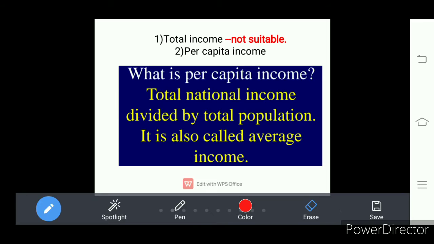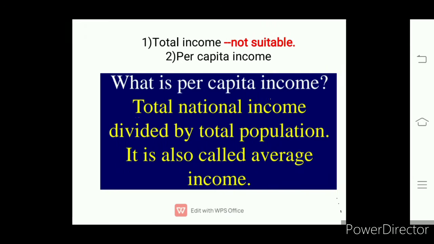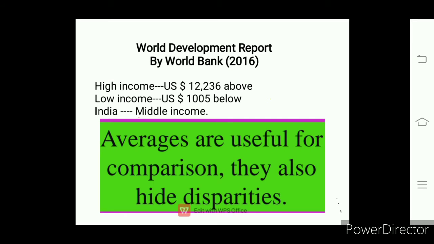Do we have any demerits with the per capita income or not? Just now we have seen there is a demerit with the total income, because it does not reveal the actual development, as population varies from one country to another country. So do we find any demerit in per capita income also or not? Here we'll come to know, understand.